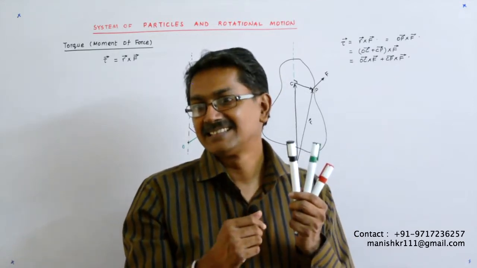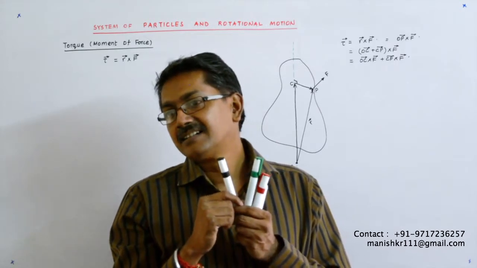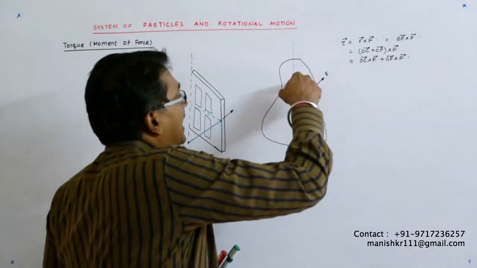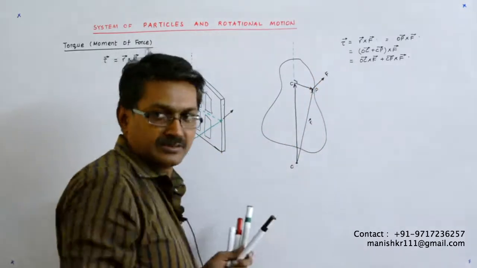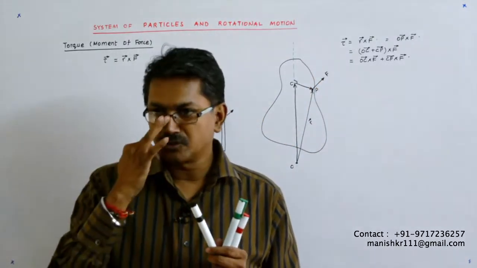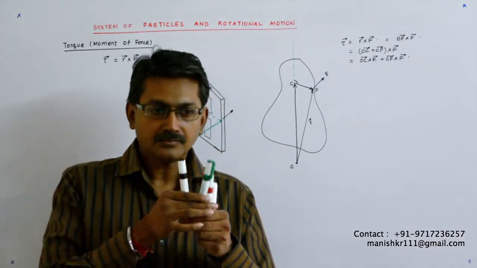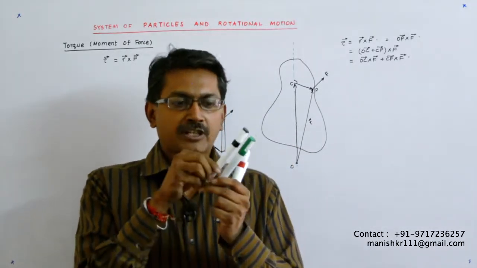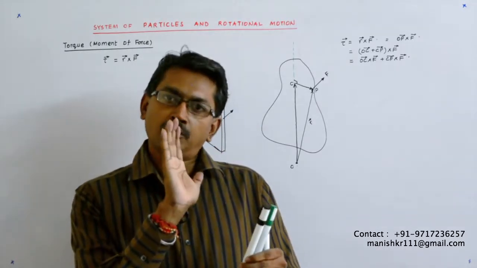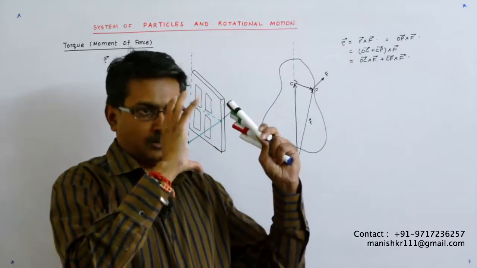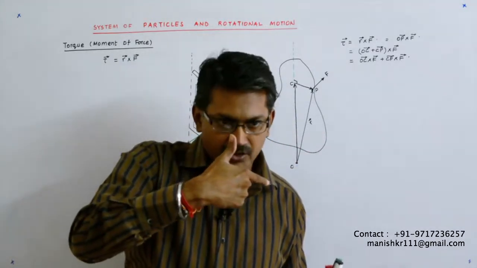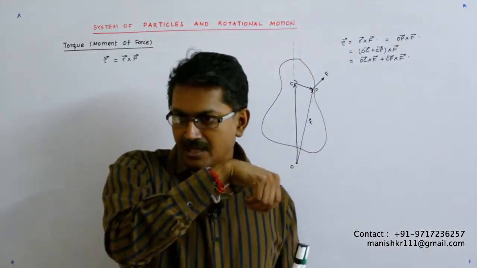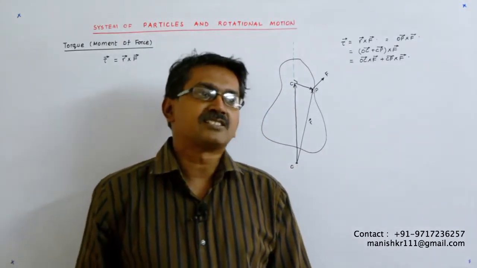On what criteria have you decided the length of OC? The length of OC is such that my CP is perpendicular to this. Why are we taking it? That you'll come to know. So this is OC, and OC cross F was pointing in this direction. For that, the whole body has to turn like this. So this whole thing has to turn like this if you want a torque in that direction. Because if it starts turning in that direction, the angular velocity also goes in that direction, right? Now we are talking about the axis which is fixed.